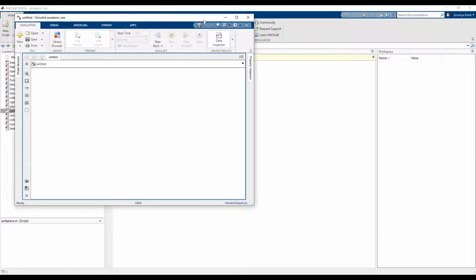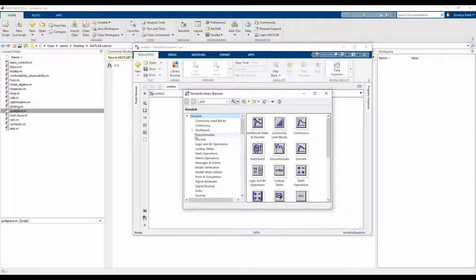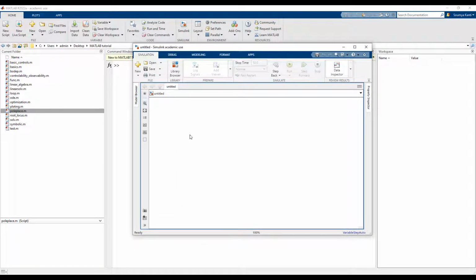This is how the Simulink interface looks. You will have a blank canvas where you will work. I'll come to this later. You will have a library browser here, where we'll find the different blocks and other functions. If I open the library browser, you can see it looks like this. There are different kinds of blocks available, thousands and thousands of types. You can explore these, but you can also start using Simulink directly from the blank canvas.